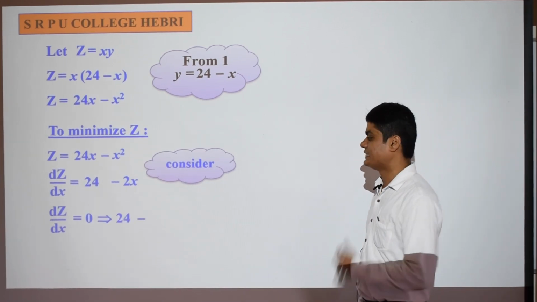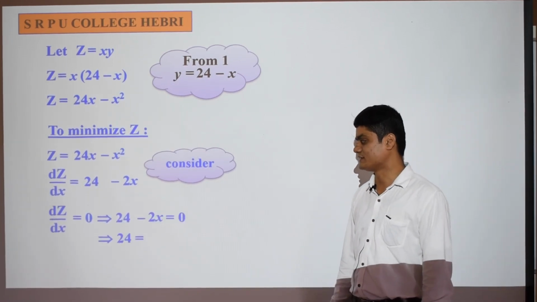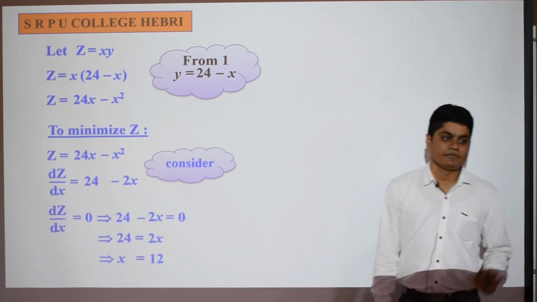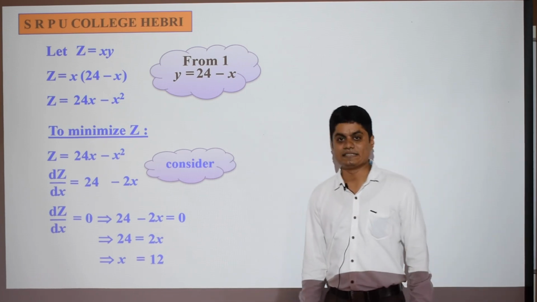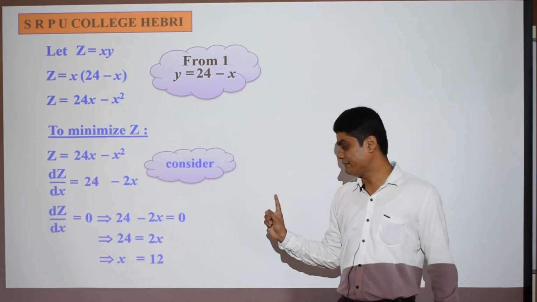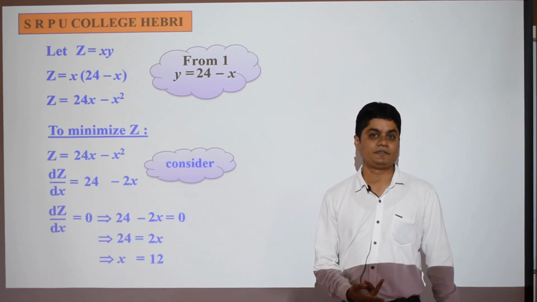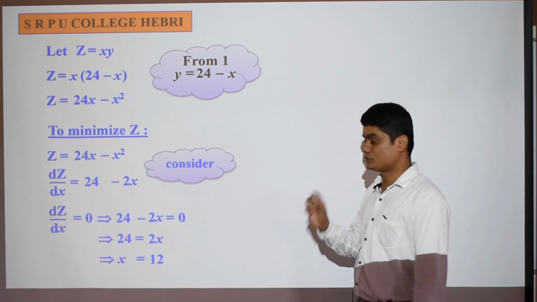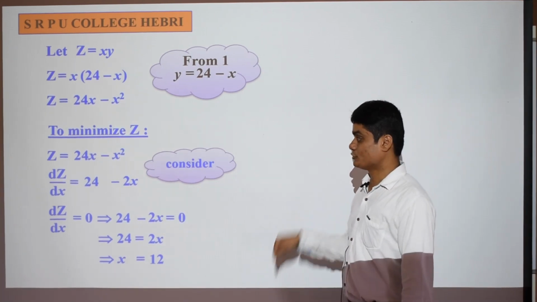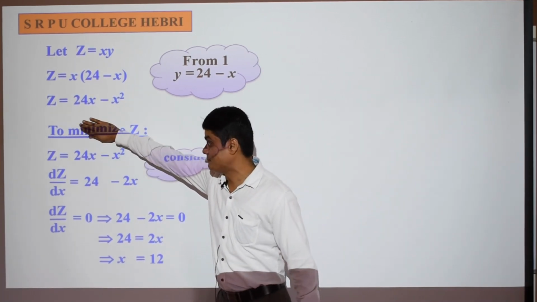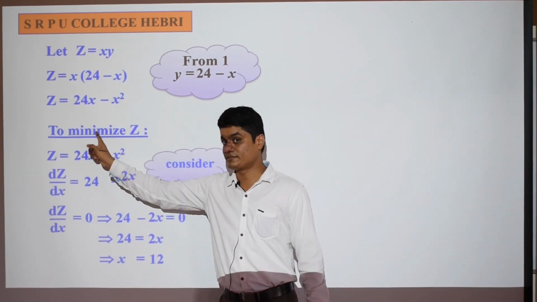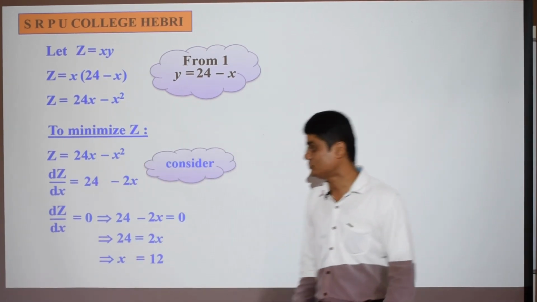So easily you will get the value of x, which is x is equal to 12, because 24 by 2 is equal to 12. So we got the critical point, that critical point is 12. So since there is only one critical point, only one pair of numbers is possible, not more than that. So only one unique answer is possible, remember that. So we have to prove that z is maximum at x equal to 12.